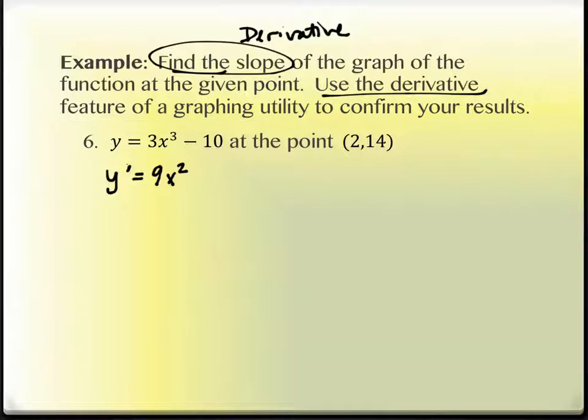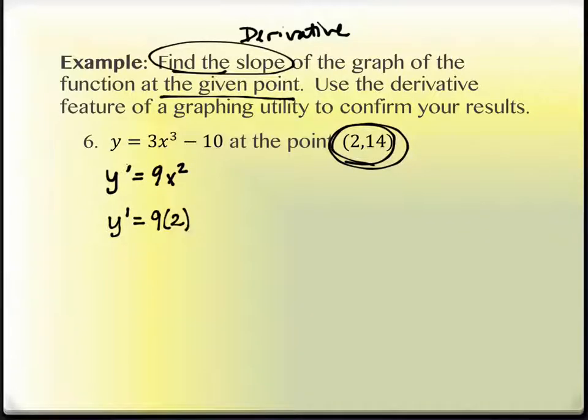Oh, wait, before we get to that, I missed the second part of the directions. It says of the graph at the given point, right? And what's the derivative at the given point? Well, here's your given point. So what do you think we're going to do with it? Plug in the x value, exactly. We're going to plug in 2. So we're going to find what happens when x is equal to 2.